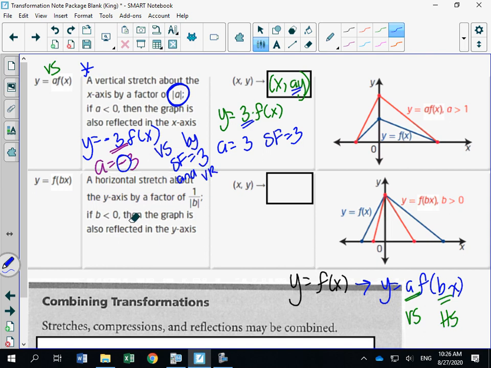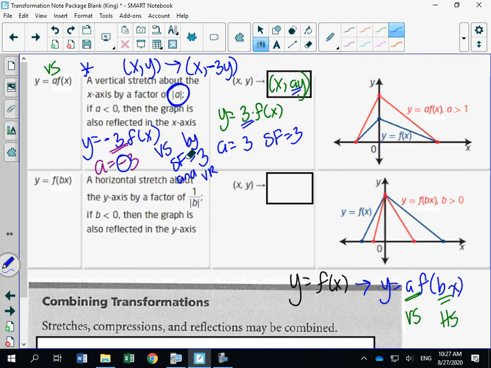The mapping would be x comma y to x comma -y. We take that a value and put it in front of the y, so -3y is what our new mapping would be. The negative tells you that there's a reflection. The a value is -3, but for the stretch factor, we never say negative. We just say the stretch factor is 3.